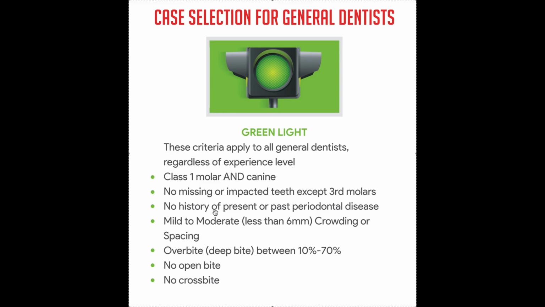No history, past or present, of periodontal disease. That means we don't have recession, we don't have furcations, we don't have probing issues. Nice 2s and 3s on probing and no attachment loss. Okay, so you're getting the idea. This is a young patient. We're talking teens and 20s probably, most likely, could be 30s, not older patients.